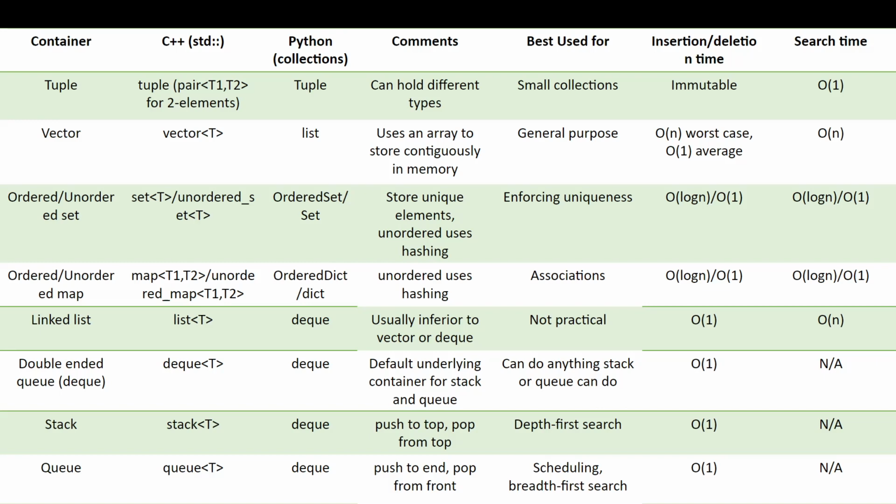So that is a very brief overview of the different classes you would use in C++ and Python for these different containers. And these complexity times should help with figuring out what the complexity is of your overall algorithm by knowing how much time you're spending adding or deleting or searching through your container.